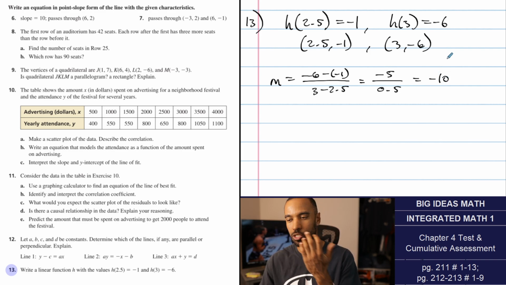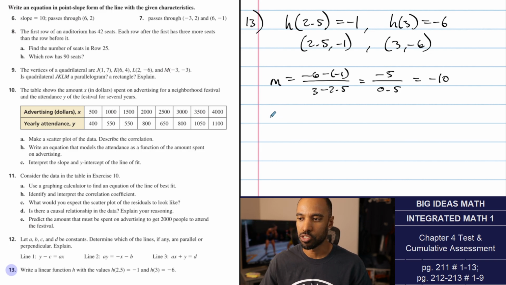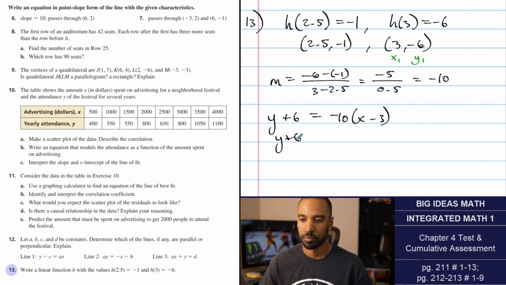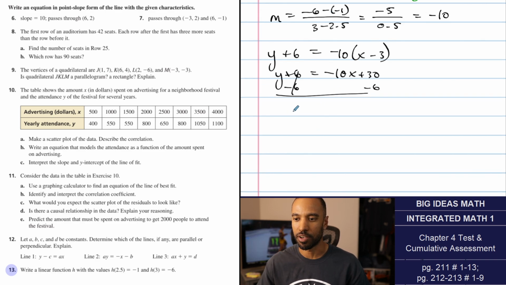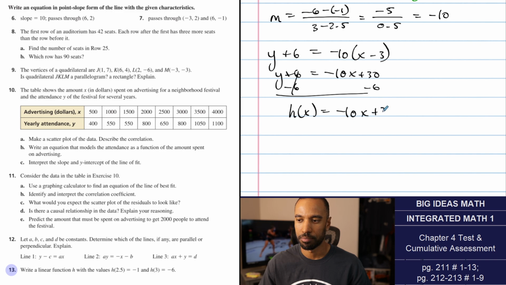For the y-intercept, let's go with point-slope form this time, and then we'll get to slope-intercept form. So y minus y1, I'm going to use these points here, no decimals. x1, y1. y minus y1 equals m times x minus x1. Distribute the negative 10, I get negative 10x plus 30. And if I subtract 6, I get negative 10x plus 24. However, we're going to use function notation. h of x is negative 10x plus 24.